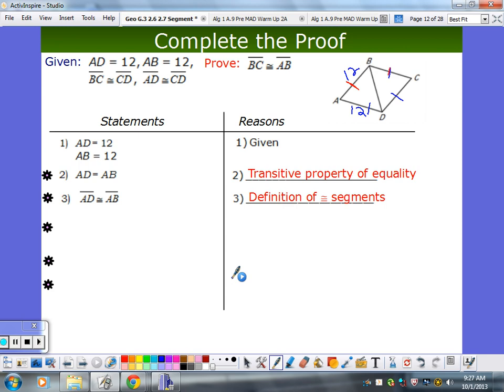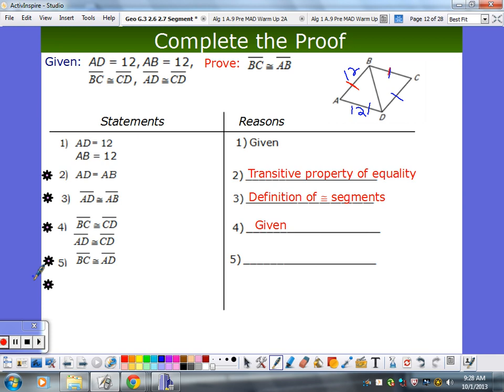Where should I go next? What do you think? Not ready to guess yet? I'm going to say that BC congruent to CD and AD congruent to CD. Why can I say that? The given, they told us. So now I'm concluding that BC congruent to AD. Where's that coming from? Awesome. Better you're saying it than me. The transitive theorem of segment congruence.